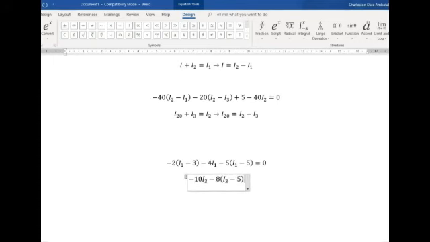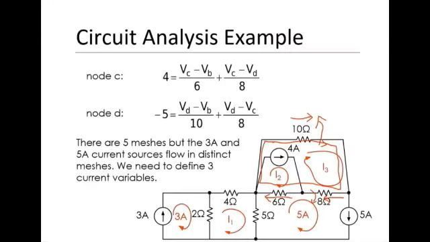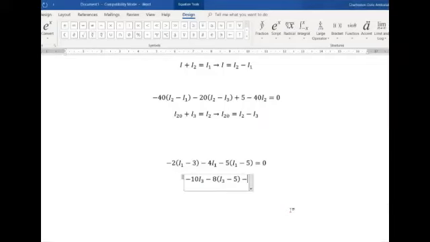And next, we have this 6 ohm resistor. It's adjacent to the 5 ampere loop. Therefore, the current flowing through the 6 ohm resistor is actually I2 minus 5 amperes. So that's minus 6 times I2 minus 5 ampere, equal to 0.